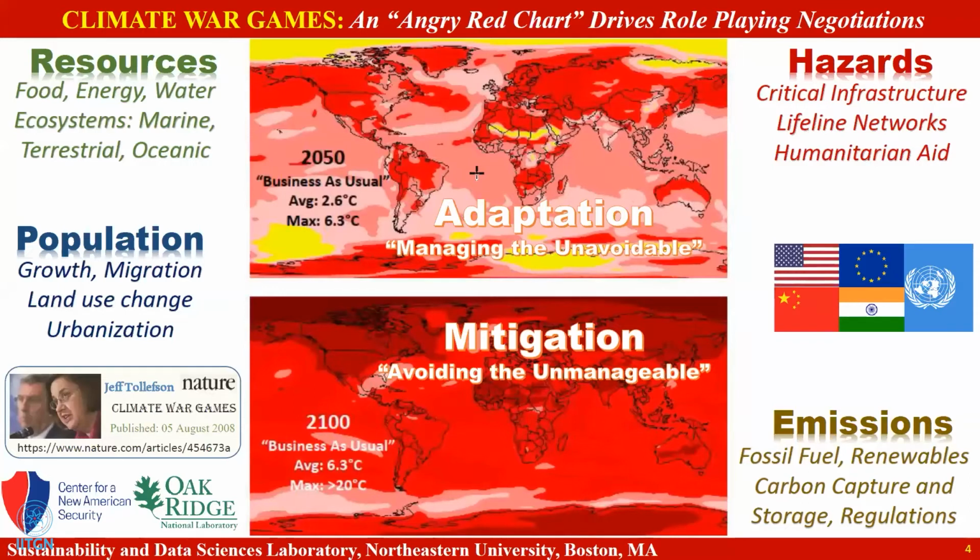We have to manage these things that are just unavoidable. Versus some other things, if we continue with our business as usual, some other things might happen which could be much more difficult to manage. And what we should try and do is avoid those kinds of scenarios. Now, that is broadly the big picture that motivated this war game.